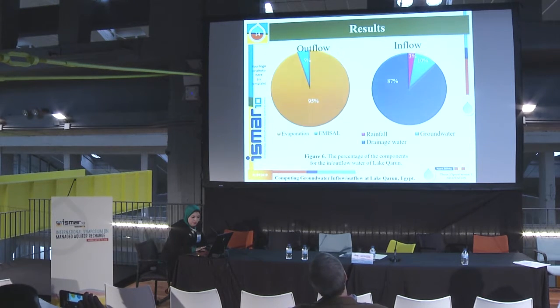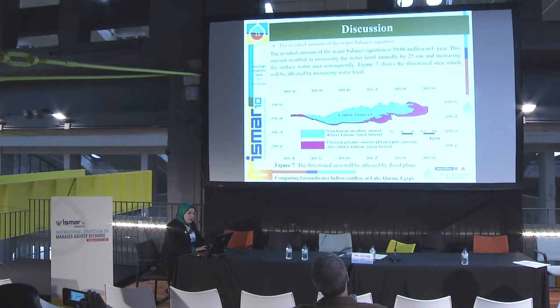And the outflow is represented as 95% for evaporation and 5% for the company. The residual amount of the water balance equation is 59 million cubic meters per year. This amount results in increasing the water level annually by 25 centimeters and consequently increasing the surface area of Lake Karun. This figure shows the threatened area that will be affected by flood.